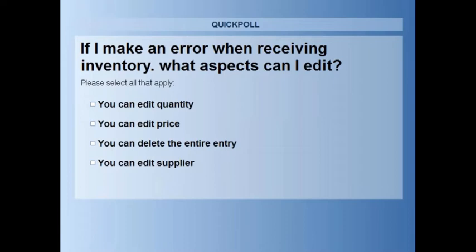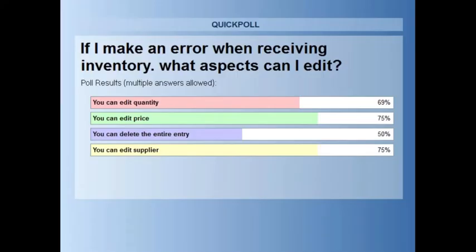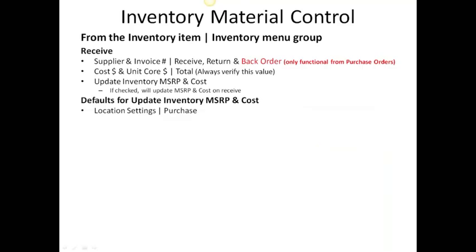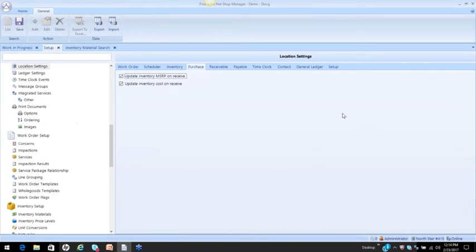Okay. All right, so what can we edit or what can we change? So you can edit the quantity on a receive item. The answer is yes, you can edit the quantity, but there are restrictions around that. The quantity can be edited at the supplier invoice as long as you have not sold any items out of that batch. Okay, so as long as you have not sold any items out of that batch.